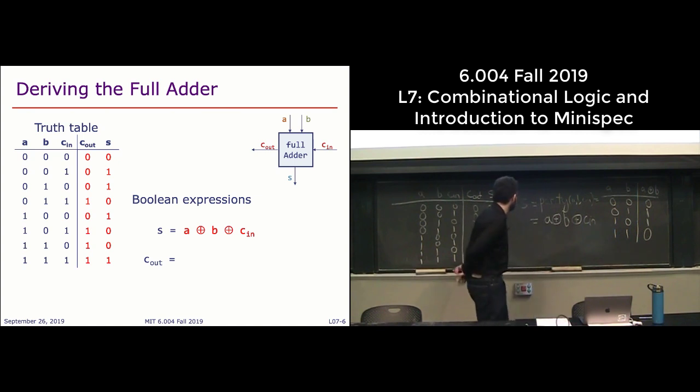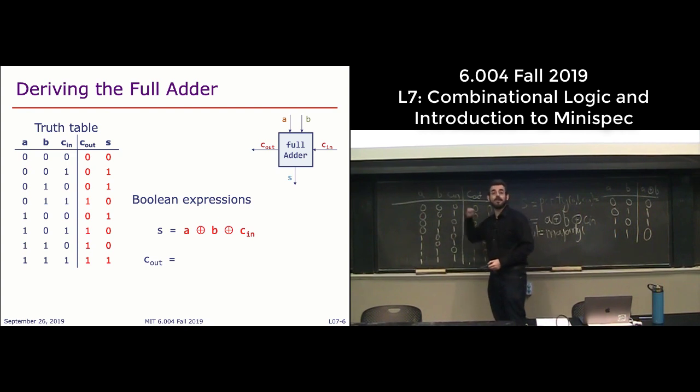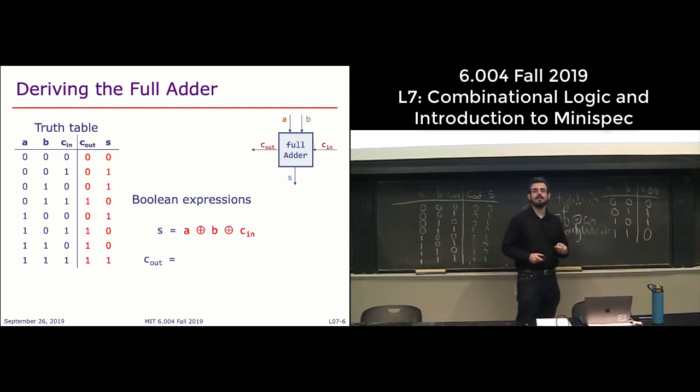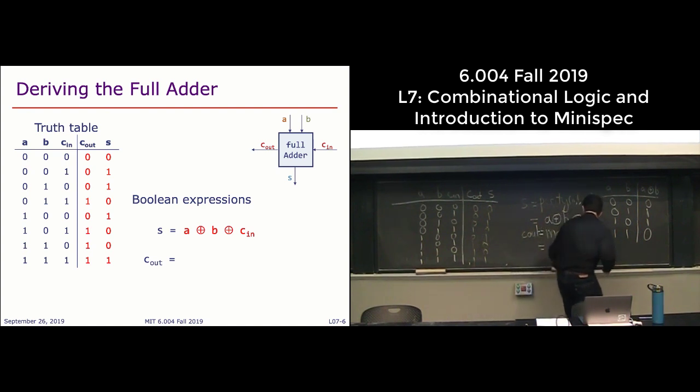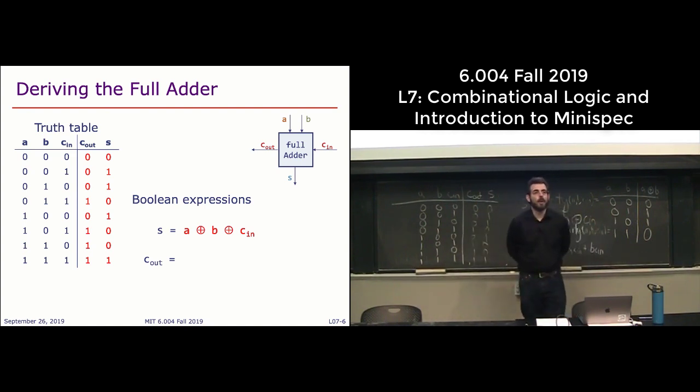Okay, the carry out is also another famous function, which we call the majority function, because the carry out is 1 when at least 2 out of the 3 bits are 1. Again, you can write this in the normal form, apply reduction a couple of times, and you'll get to the following expression: A and B, or A and C in, or B and C in. This is simply because we're taking the 3 possible pairs of 2 inputs, and if any of those is true, then the output must be 1.